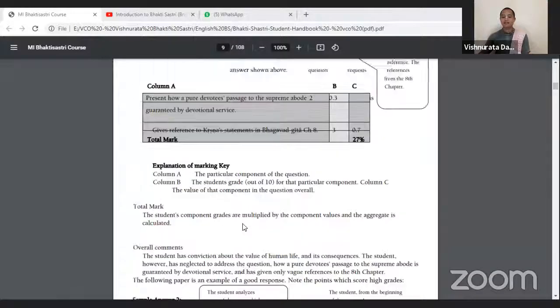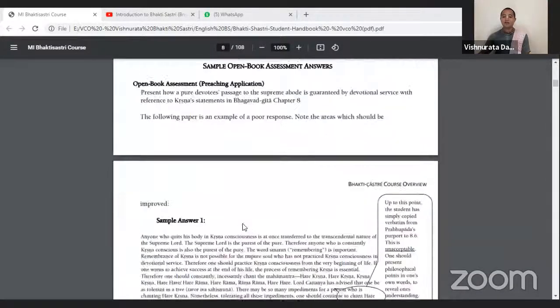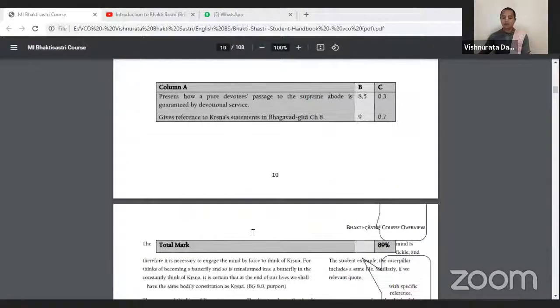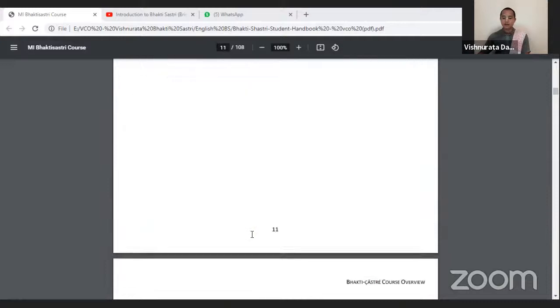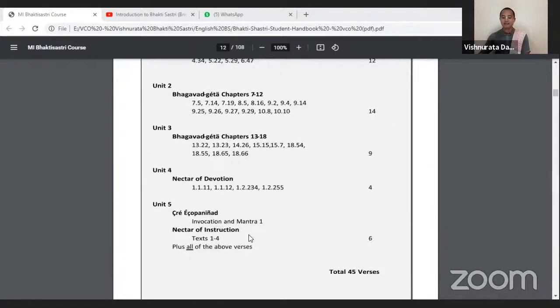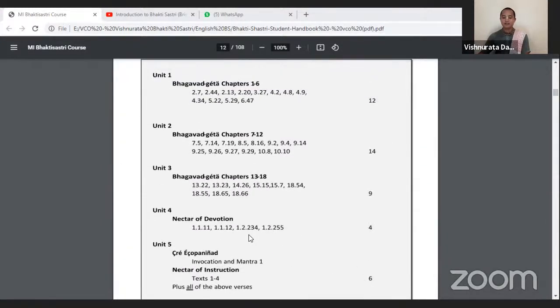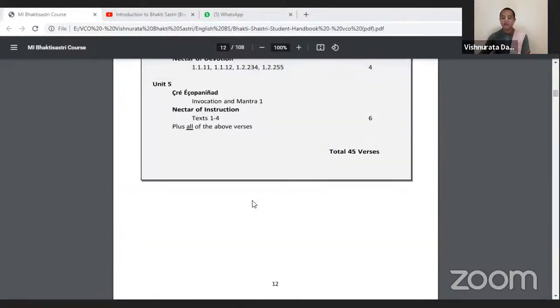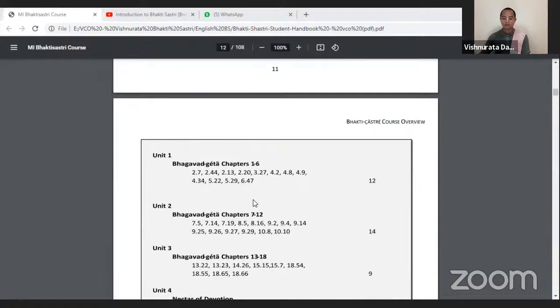Okay. And then the last assessment is the sloka memorization. So in Bhakti Sastri, the total slokas that you have to memorize is actually 45 slokas. Where is it? Yeah, here it is. These are the whole verses that you have to memorize. This is on page number 12 in your student handbook.